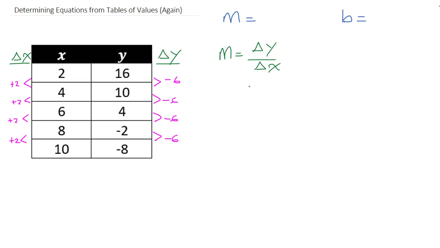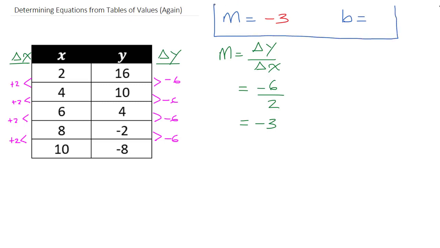All right, so to write our slope, we're going to go negative 6, the change in y, divided by 2, the change in x, and we can reduce that to negative 3. So we got our slope now. So let's write that up here in our little collection of data. Now, we need to figure out what b is.